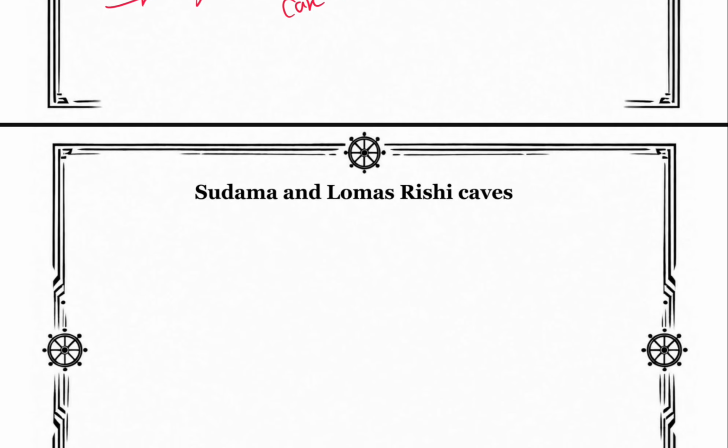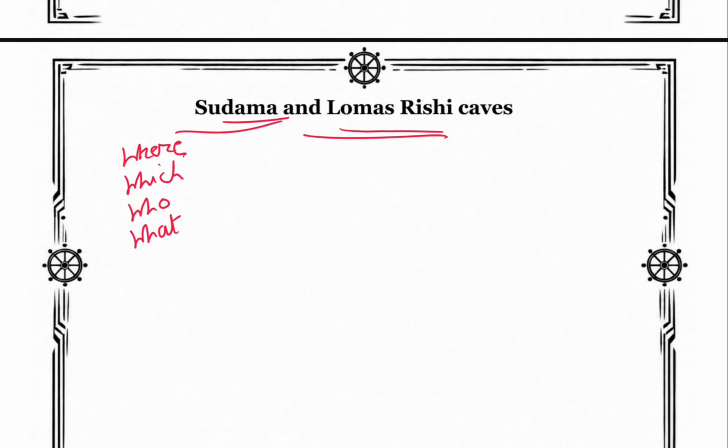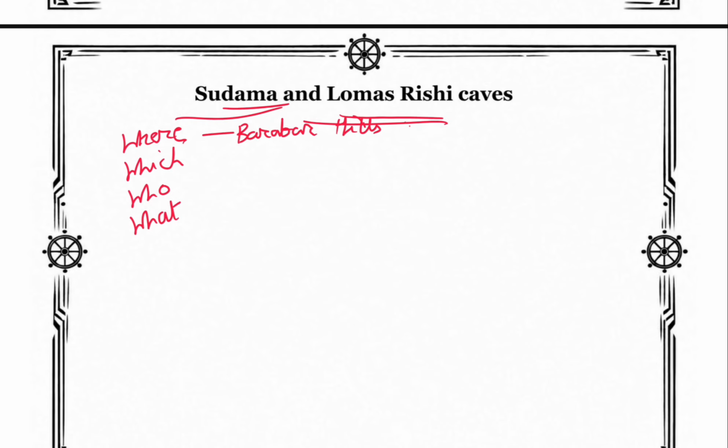Lastly, we have the Sudama and Lomas Rishi caves. Again, what you need to know is where are they located? Which period did they belong to? Who patronized them? And what is the religious association? Sudama and Lomas Rishi caves both are located in the Barabar hills of Bihar.